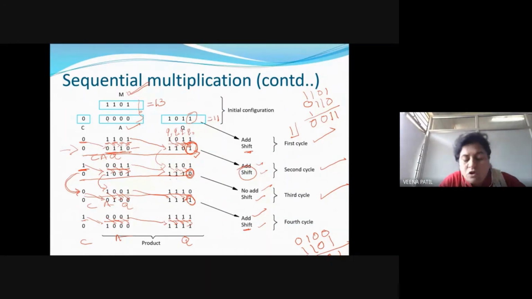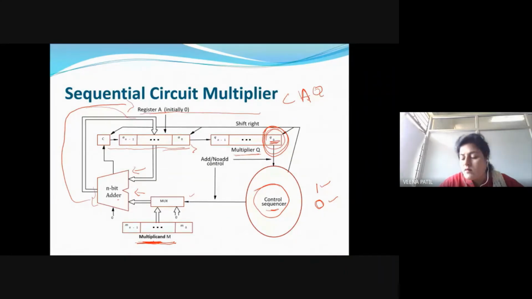So how many times should this be performed? It should be performed depending on the number of bits in the multiplier and multiplicand. Since there are 4 bits, this has to be repeated 4 times. After performing 4 times, at the end of the 4th cycle, whatever value is there in A and Q will give you the product. So this is the working of the sequential circuit multiplier.